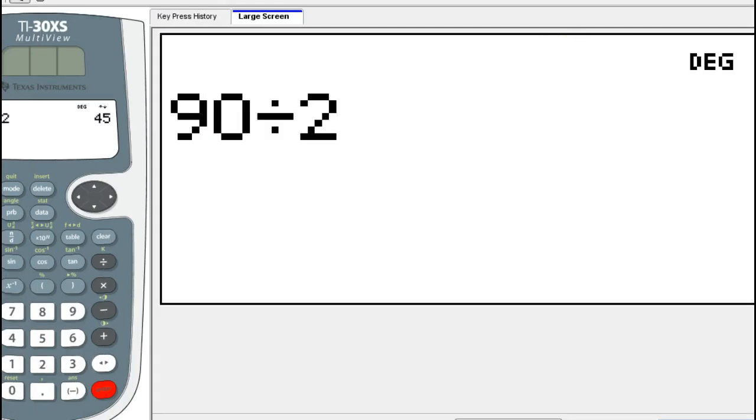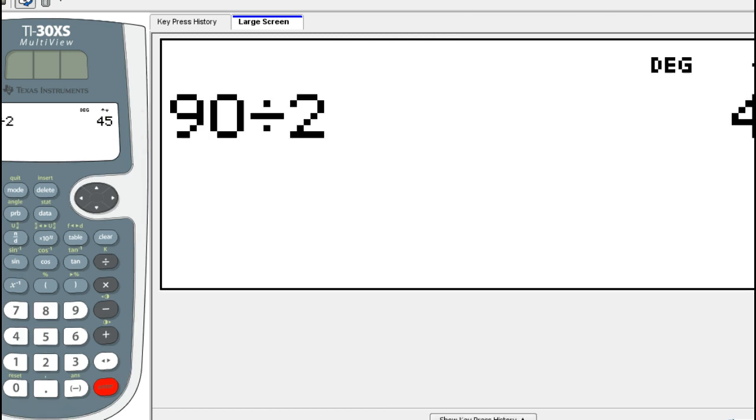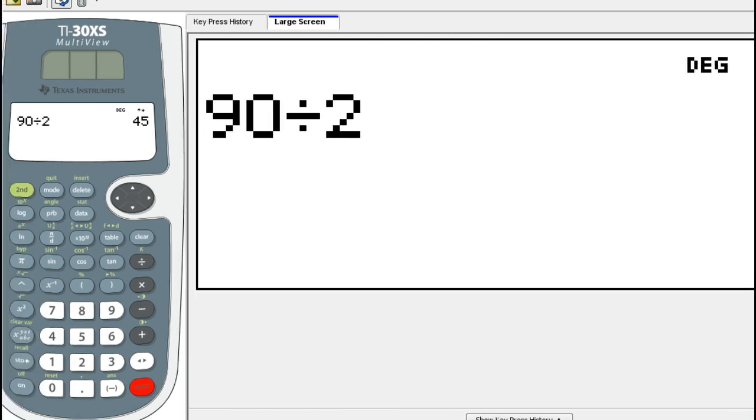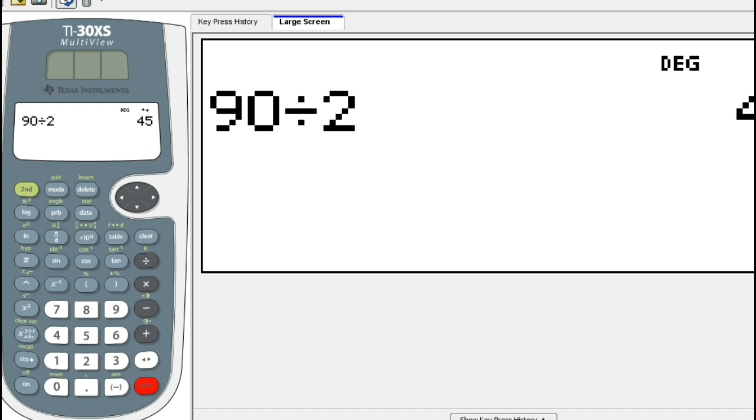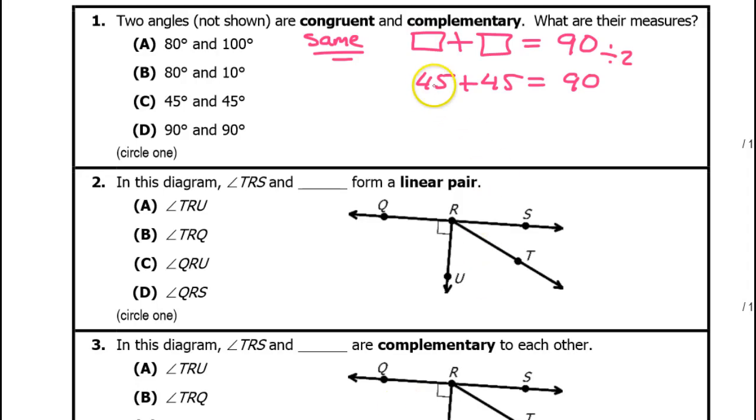Alright, that is how I knew that that would work. Okay, so anyway, 45 and 45. They are complementary because they add up to 90, and they are congruent because they are the same.